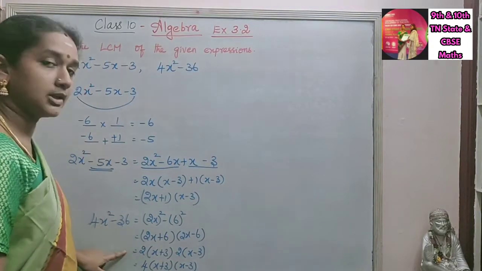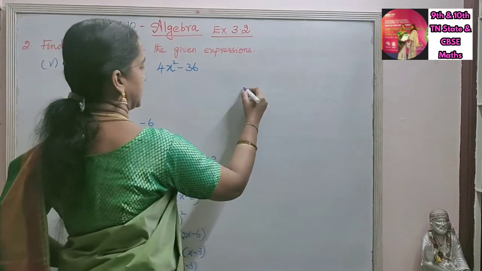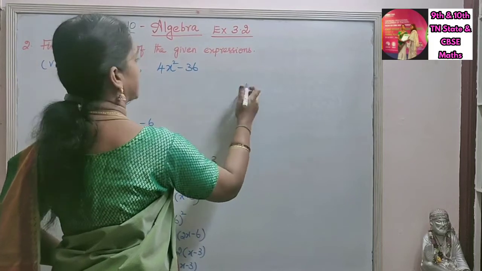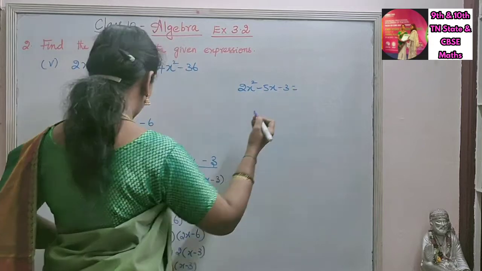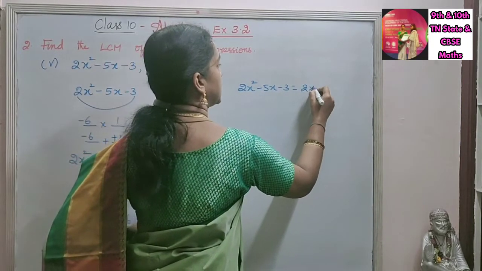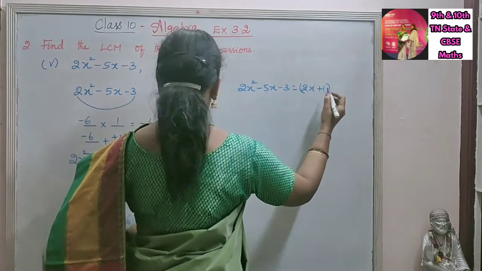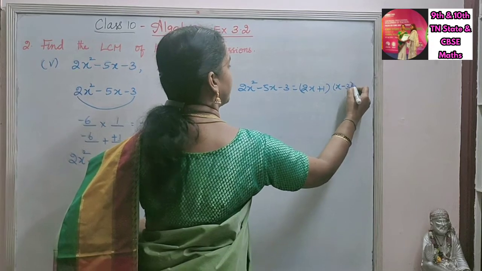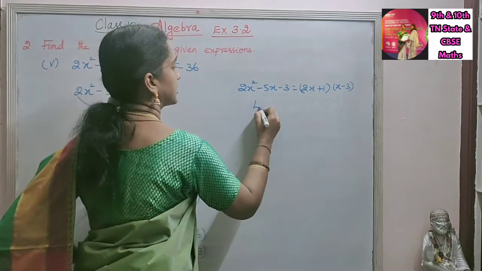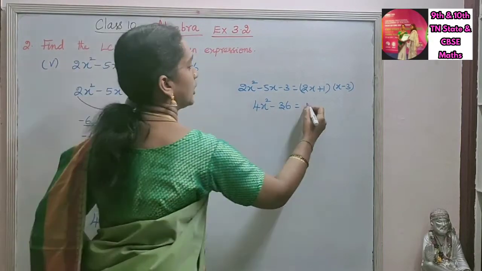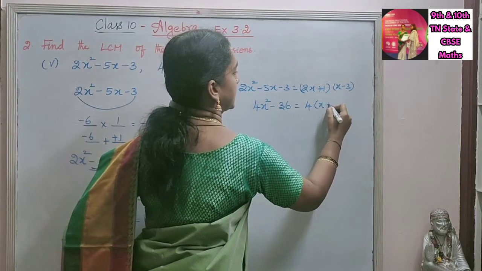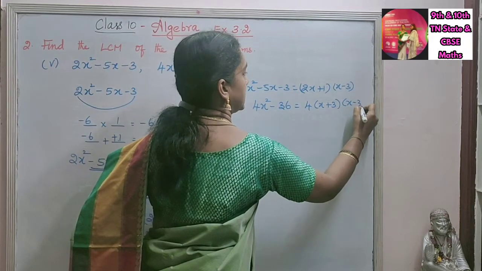Then, so we got the factors of both the expressions. So 2x squared minus 5x minus 3 is equal to 2x plus 1 into x minus 3. Then 4x squared minus 36 is equal to 4 into x plus 3 into x minus 3.